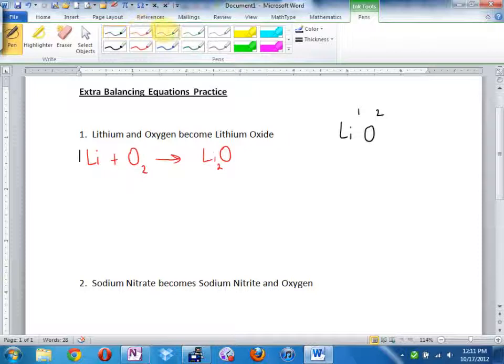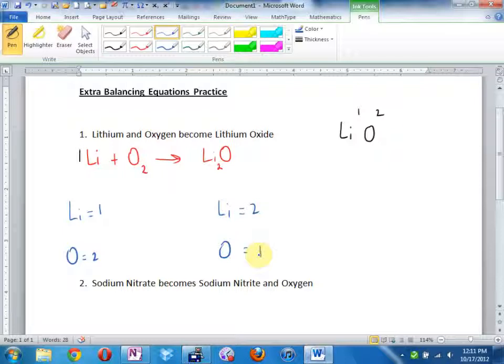Let's go blue. On the left side, how many Li's are there right now? How many O's are there right now? 2. On the right side, how many Li's are there right now? 2. How many O's are there right now? 1. Are we balanced? I say no.